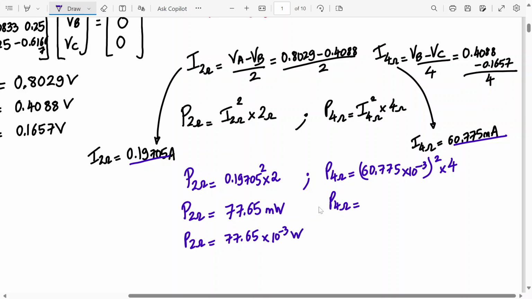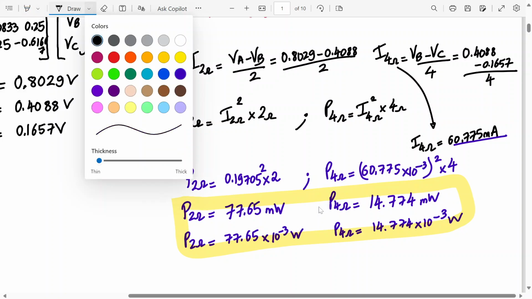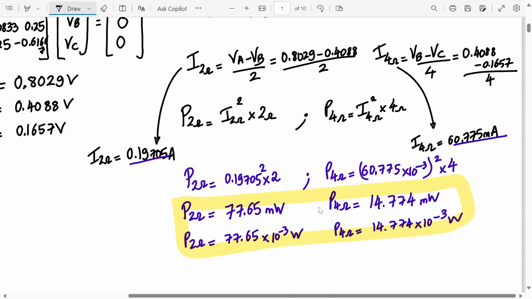One is the same. Here this becomes 14.774 milliwatt, or you can write it as 14.774 into 10 raised to minus 3 watts. Please check whether you are getting the similar answers or no. So right now the time is around 11:42 and we have taken more time to complete this. We started around 11:23 and we have taken until around 11:42.